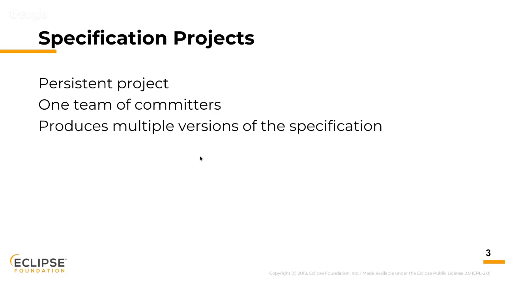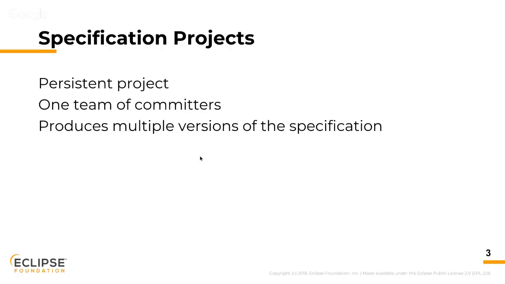I just wanted to talk a little bit about what specification projects themselves will look like. A little bit different than what we used to do with the JCP. As I look through the various JSRs, I see multiple JSRs, different compositions of teams, and whatnot for the various specifications as they evolve. With the Eclipse Foundation specification process, we have one persistent project that is responsible for creating one or more specifications.